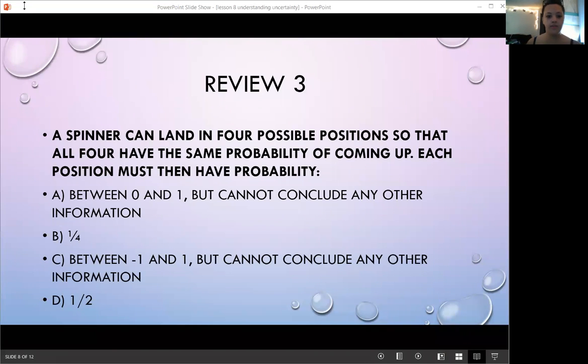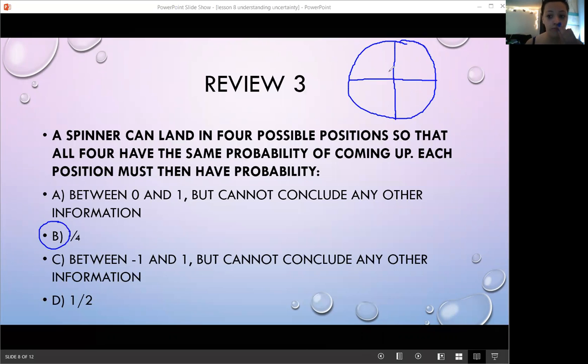And so the answer to our third review is going to be 1/4. If we were to draw this out, as if this was our spinner, and all 4 positions have the same probability of coming up, this means that each of these are going to be equal to each other. So then each position has to have a probability of what? Basically all we're looking at here is what probability each of these has to be in order to add up to 1, because this whole thing has to be 100%.